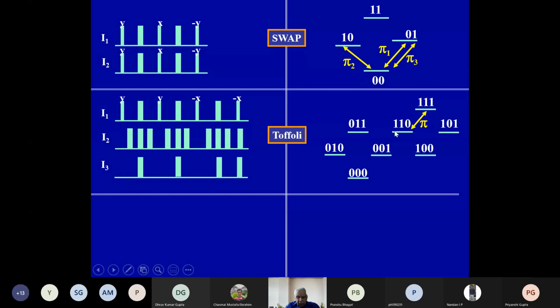And the control control NOT gate, called the Toffoli gate, is hard to do here. It's very easy. It's just a pi pulse on one transition. Control NOT. Okay, so it works quite well.